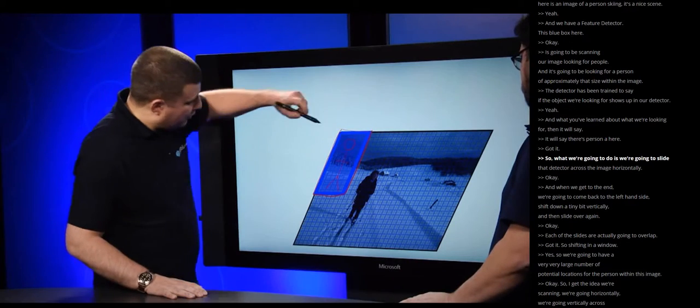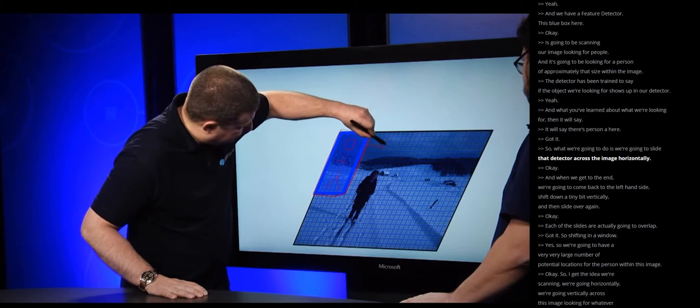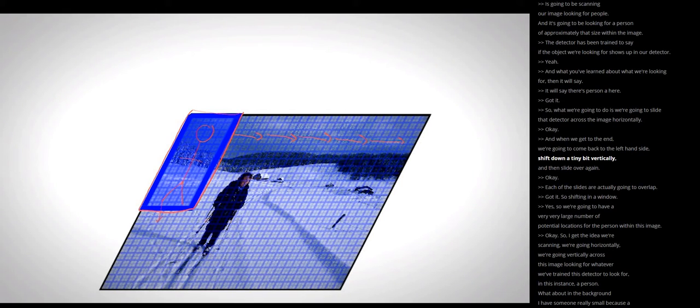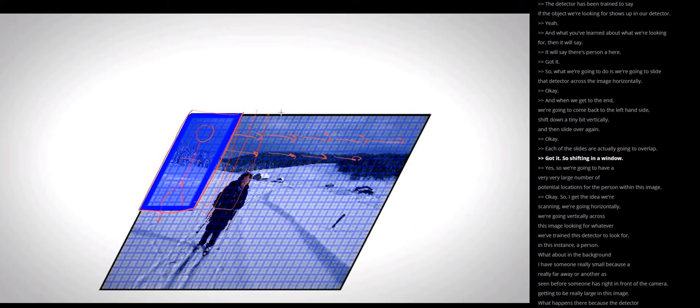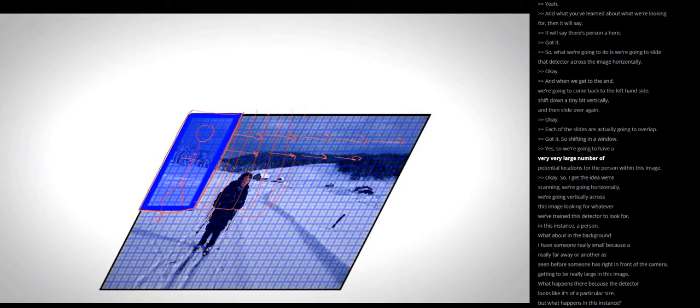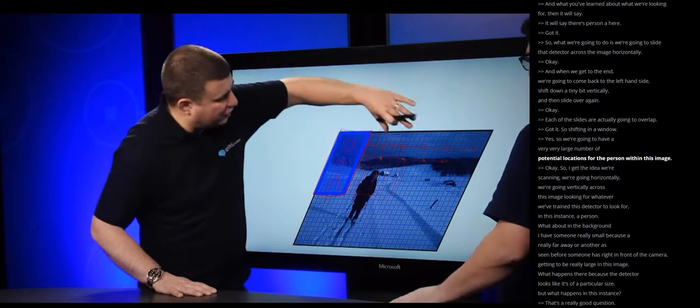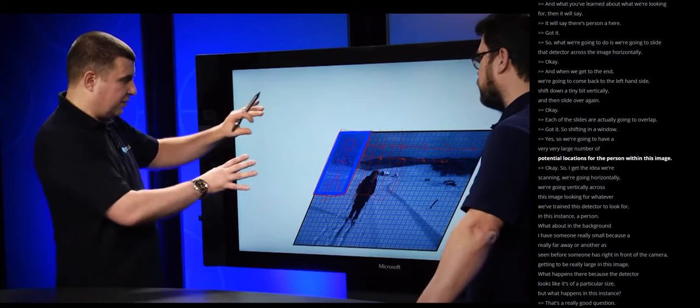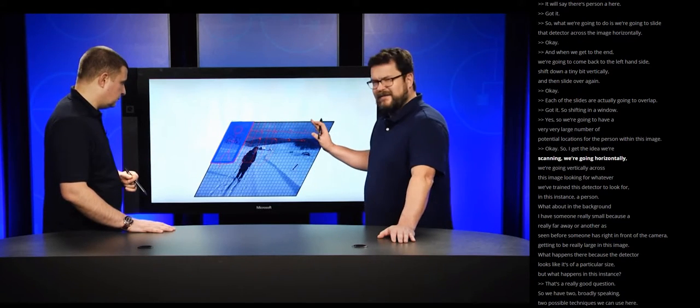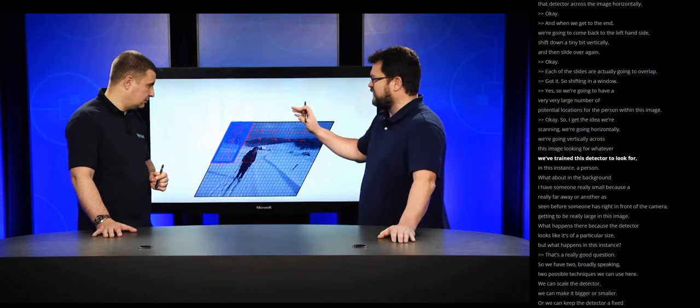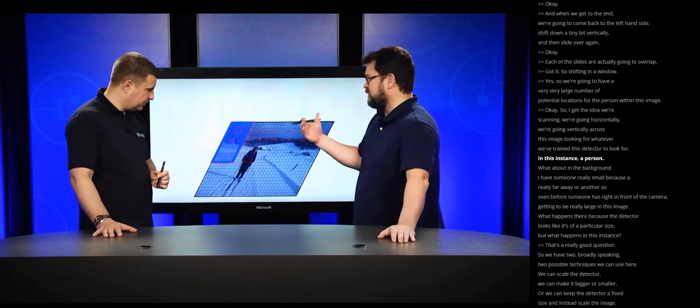Got it. So what we're going to do is slide that detector across the image horizontally. And when we get to the end, we're going to come back to the left-hand side, shift down a tiny bit vertically, and then slide over again. Now, each of these slides are actually going to overlap. So it's shifting in a window. So we're going to have a very, very large number of potential locations for the person within this image. Okay, so I get the idea. We're scanning horizontally, then vertically across this image, looking for whatever we've trained this detector to look for. In this instance, a person.